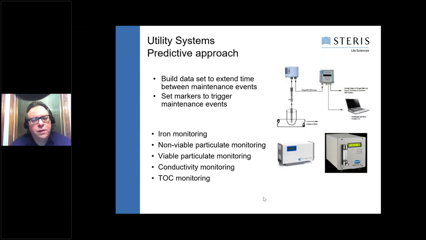Now, for utility systems, especially water systems, we're also seeing that companies are looking at a predictive approach, in which they build data to extend the time between maintenance events. And they set markers to trigger those maintenance events. We see tools such as monitoring iron levels, monitoring non-viable or viable particulate levels, monitoring conductivity, or monitoring TOC levels, and at some trigger they incorporate the maintenance event. I have not seen a lot of publications around this, but I know a lot of companies are looking at developing predictive models around water systems. And again, a lot of that is to extend the time between maintenance events, because obviously that is downtime of the system. Okay, next slide.